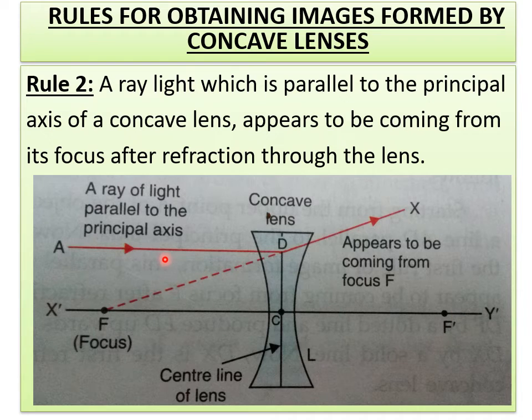Now what is given here? A ray of light parallel to the principal axis. So this is a light ray, and it is diverging. What is a concave lens? Actually it is a diverging lens, you know that. So after refraction, the light ray diverges like this. To a person standing here on the right side, the refracted ray appears to be coming from this focus, which is situated on the left side.